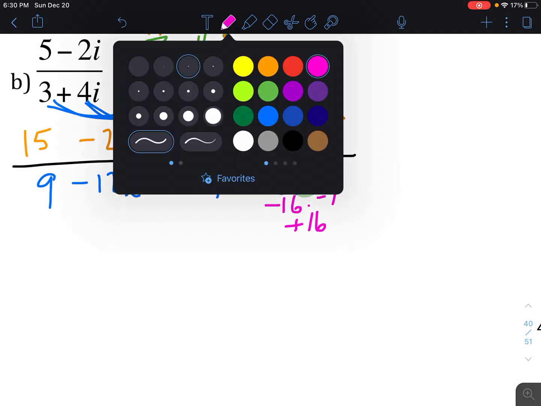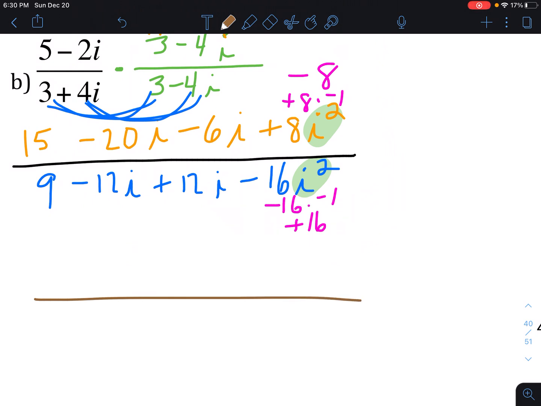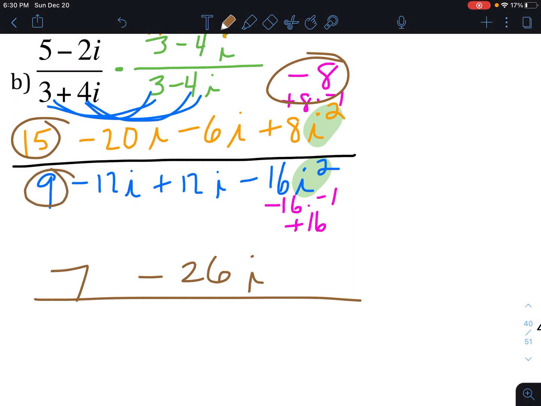So now let's go to our answer and combine like terms. In the numerator, 15 minus 8 would be 7. And then the i's, minus 20i minus 6i would be minus 26i. Now move to the denominator. 9 plus 16 would be 25. And then the i's, negative 12i plus 12i would cancel. So leaving us just with a 25 in the denominator.